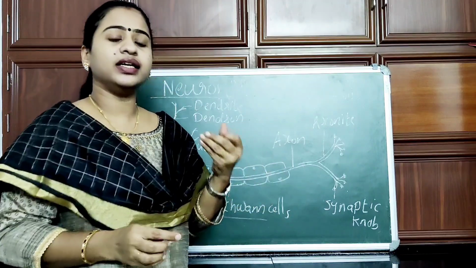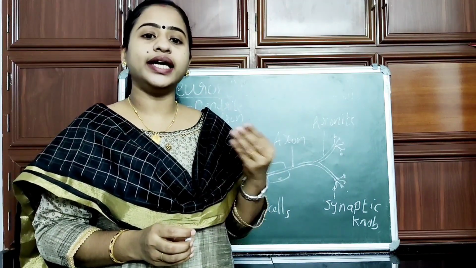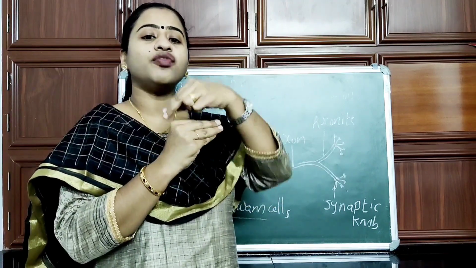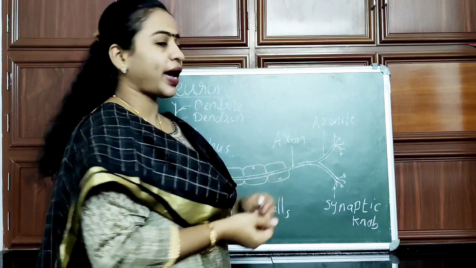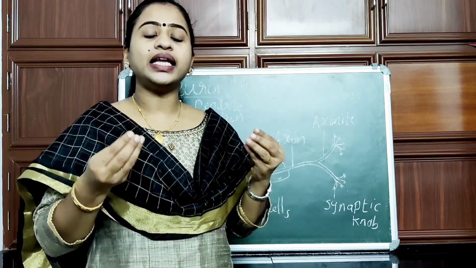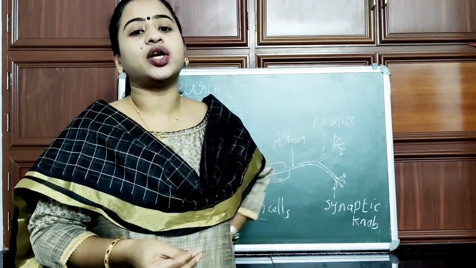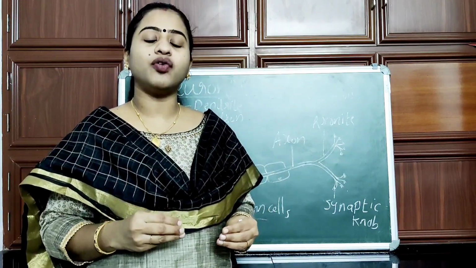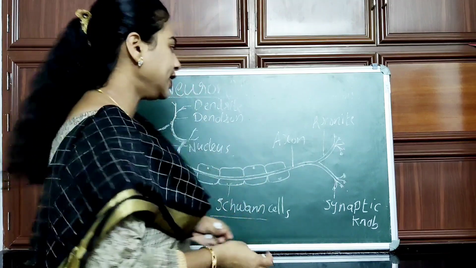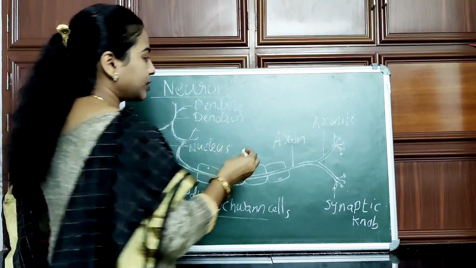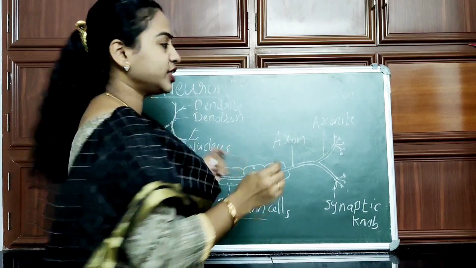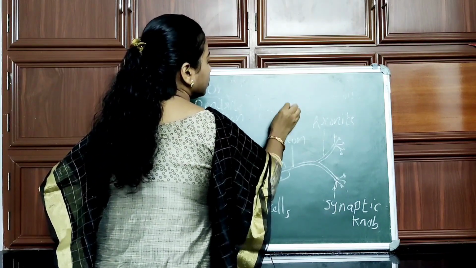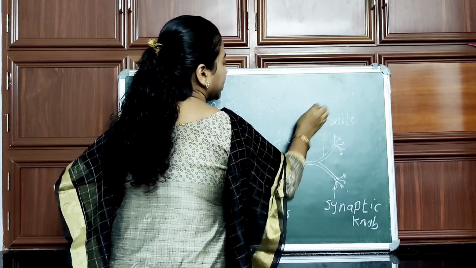But there is a difference. The myelin sheath of the nerve cells is formed of Schwann cells. But the myelin sheath in the brain and spinal cord is formed of a special type of cells called oligodendrocytes.